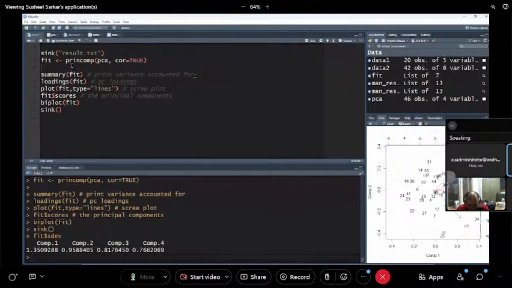My next question: what is the difference between PCA and factor analysis? These both look the same. And what is the rotation doing here, sir? You want to understand rotation. Let me tell you first the difference between PCA and factor analysis. Factor analysis is one step ahead of PCA.